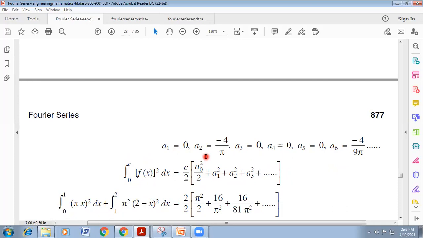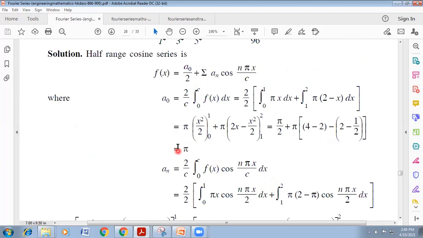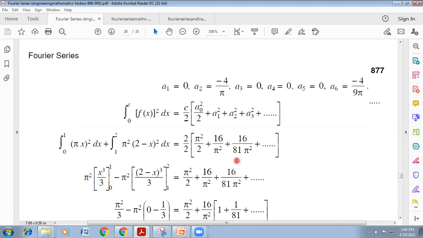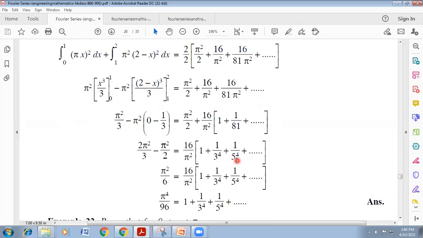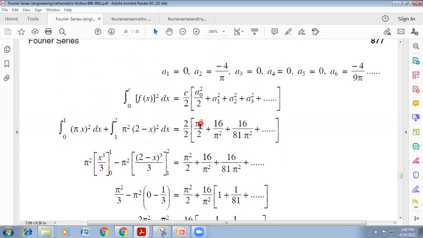Putting the values from here, a1 square will be 0. So a2 square will be present. A naught square by 2, what will it be? A naught equals pi. So a naught square by 2 will be pi square by 2.